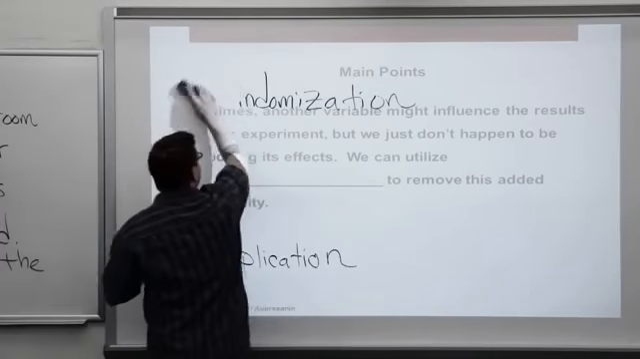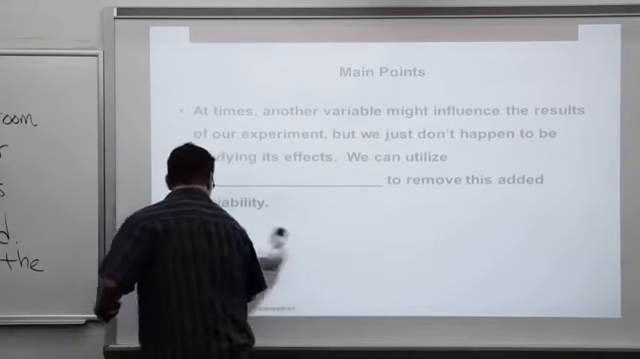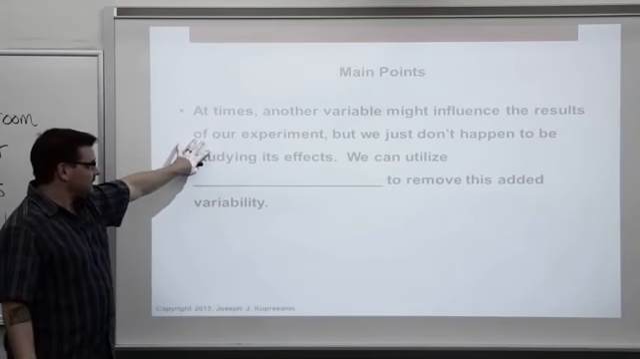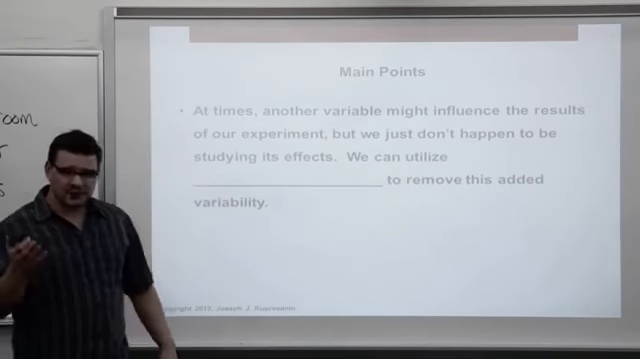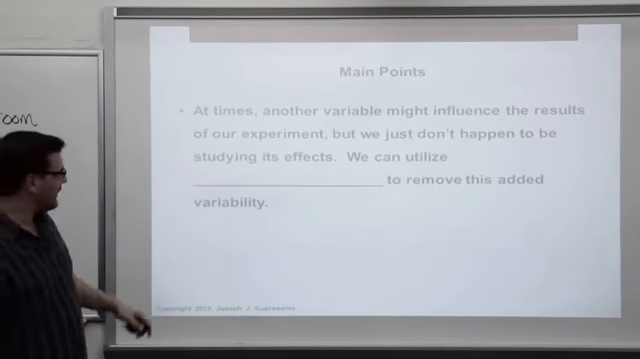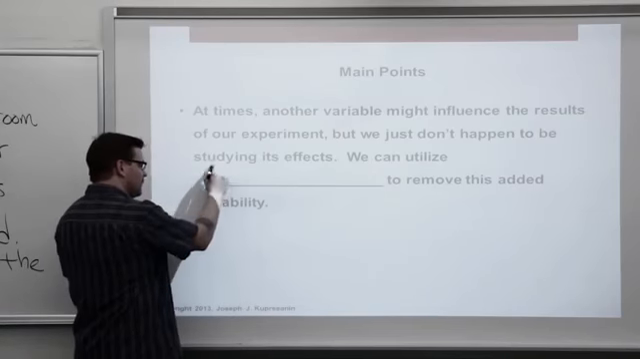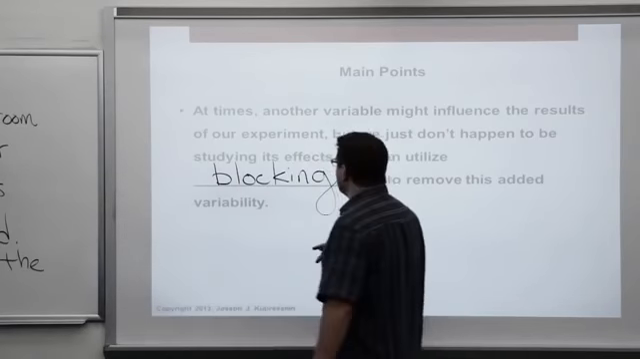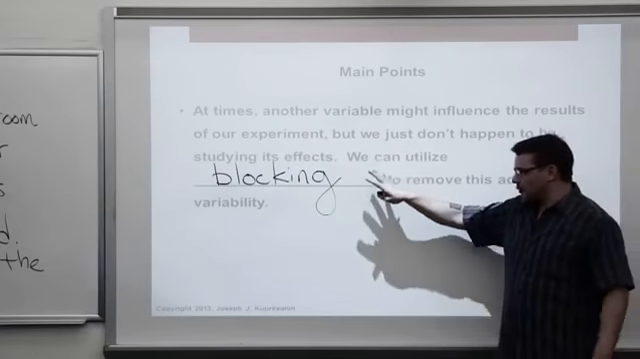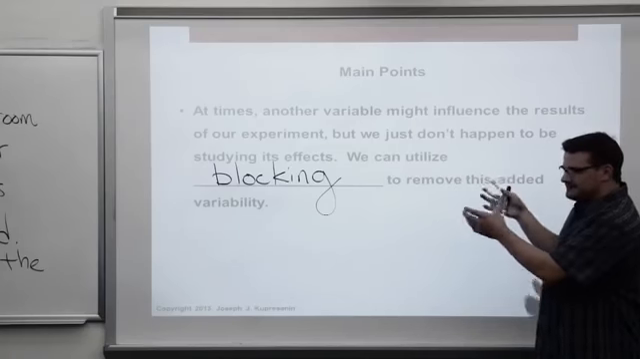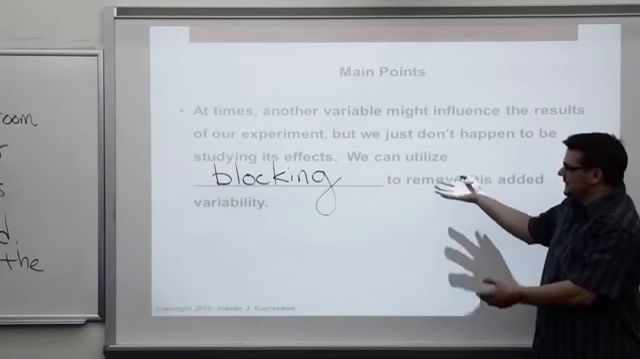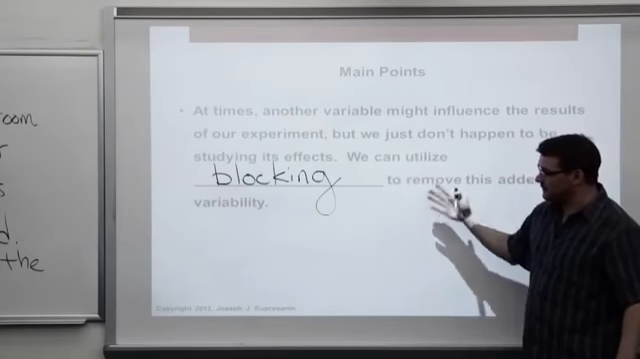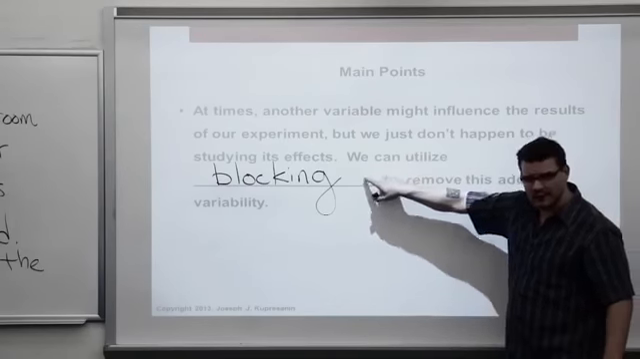Here will be the second to last one, main points. At times, another variable might influence the results of our experiment. We just don't happen to be studying its effects. We can utilize what's called blocking to remove this added variable. For now, students, just get this word on the blank. It won't relate precisely to the developmental math example that we'll wrap up with, but when we get to a second example in the next video, then we'll talk more about blocking.